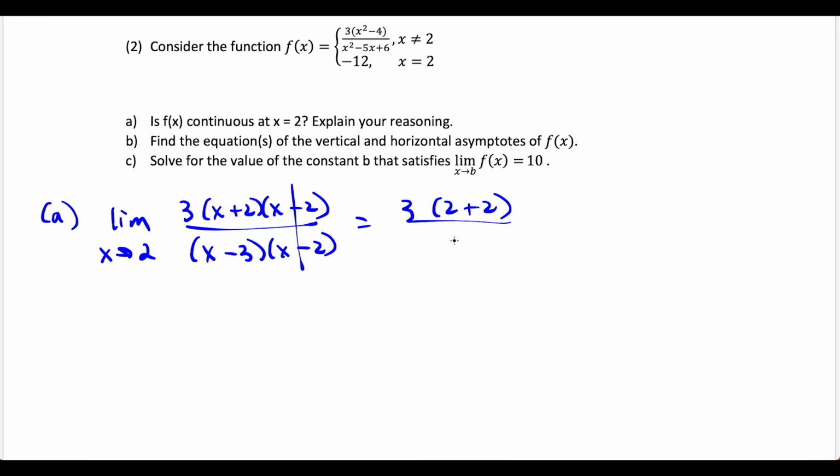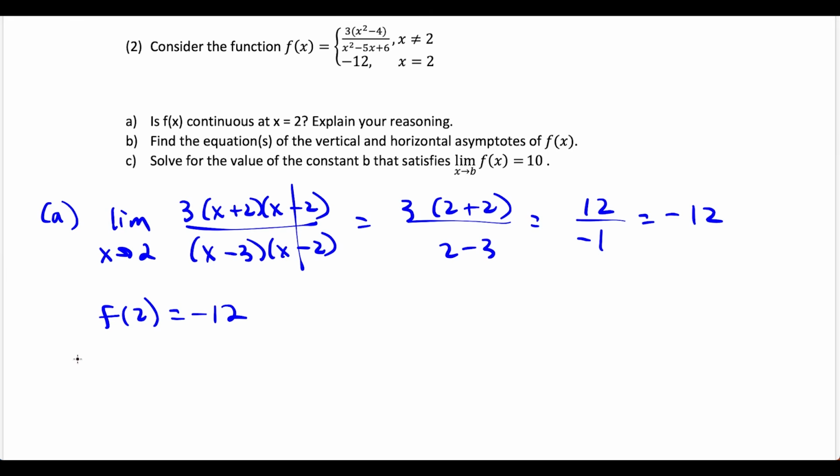Over on bottom, we're going to have 2 minus 3. And then this is going to work out to 3 times 4 is 12. Over 2 minus 3 is negative 1, which equals negative 12. But then the next thing we need to mention here is that the function value at 2 is equal to negative 12. So now we just summarize all of this.